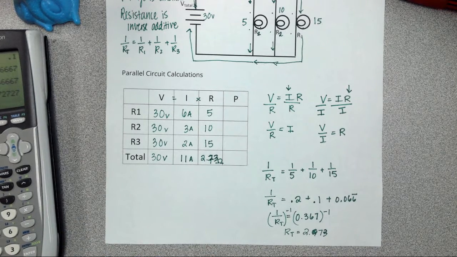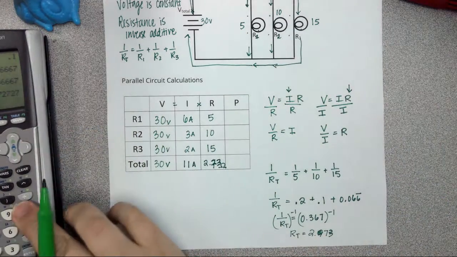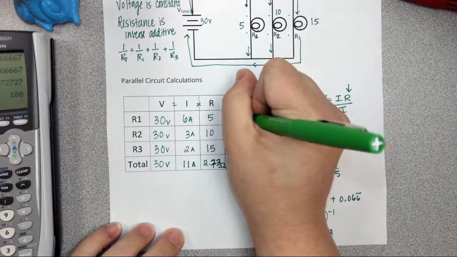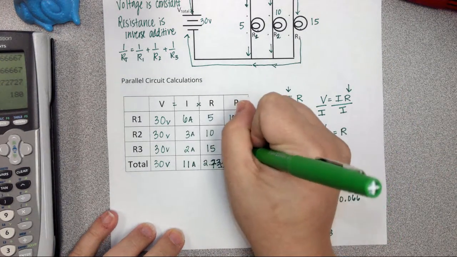All right. The last thing we do is power. Of course, remember power is equal to voltage times current. So 30 times 6 is 180 watts. 30 times 3 is 90 watts. And 30 times 2 is 60 watts.